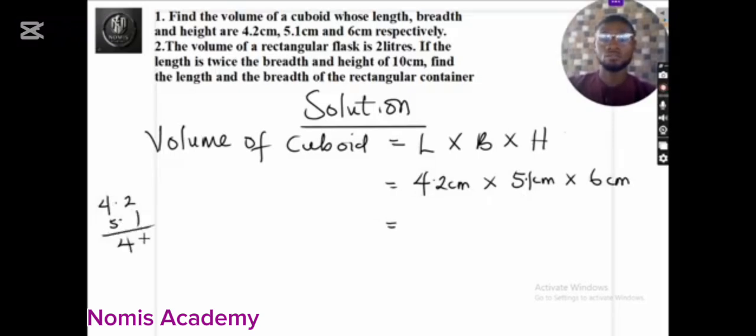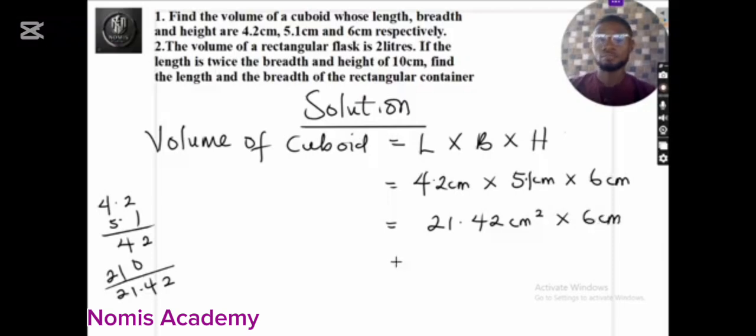So this is 42. 10, remainder 1. 20 plus 1 is 21. So I have 2142. So this is 21.42 centimeters squared, multiplied by 6 centimeter.